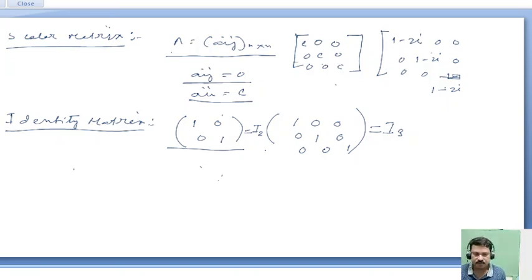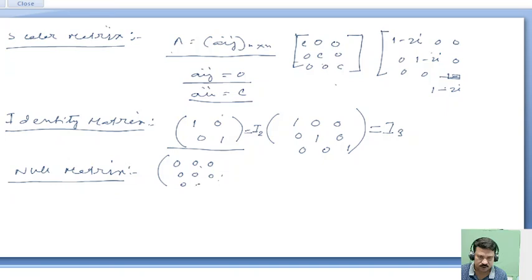Now we come to the next definition, that is null matrix. A matrix having all its elements 0 is called a null matrix.